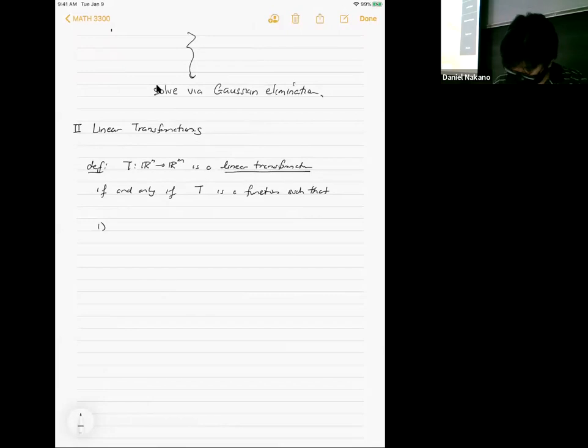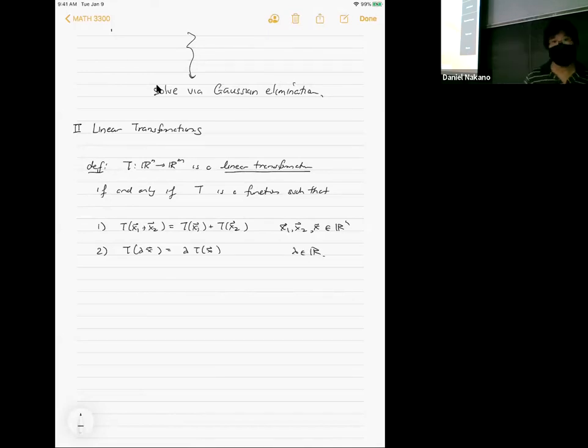So one, T of x1 plus x2 is equal to T of x1 plus T of x2. Okay, so whenever I add two vectors, T respects the vector addition. And two, T of lambda times x is equal to lambda T of x. And here x1, x2, and x are in Rn, and lambda is just a scalar. Okay, any questions on this definition? All right.